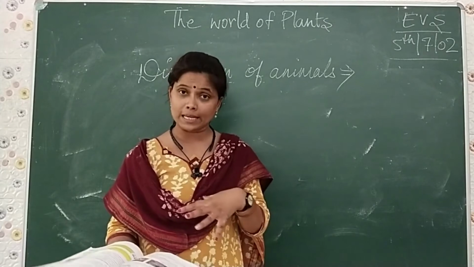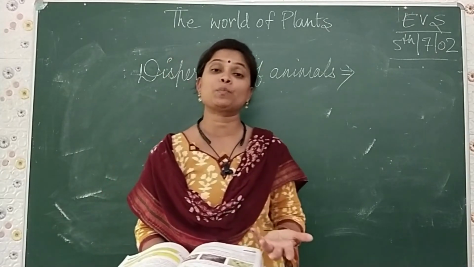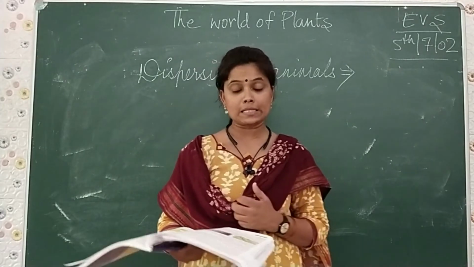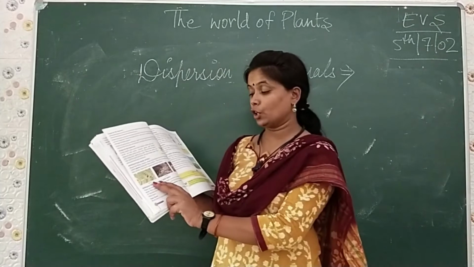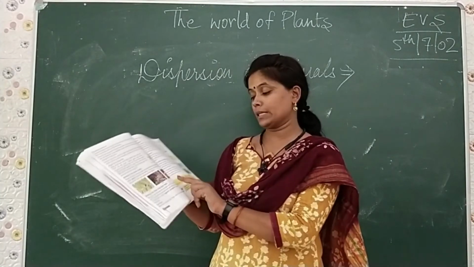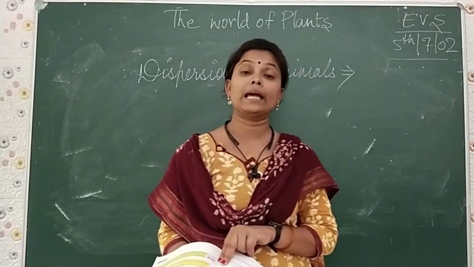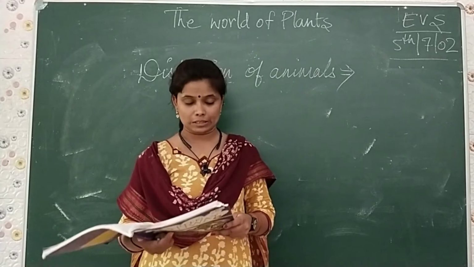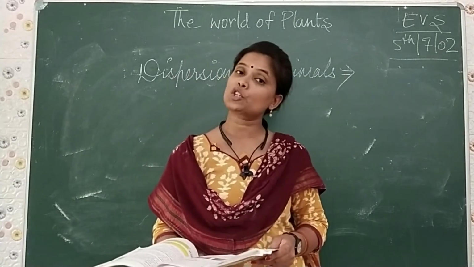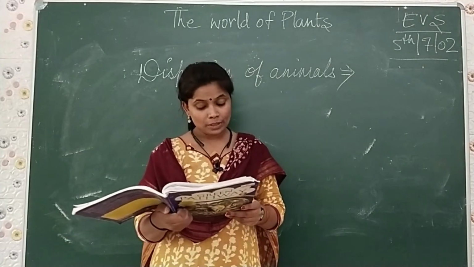In reproduction, what takes place? New plants take place. Here the examples given in your book are fern, moss and mushroom. Mushroom is very good for the heart and it is a vegetarian food. You must eat it. Mainly you find mushroom in the northern part of India.